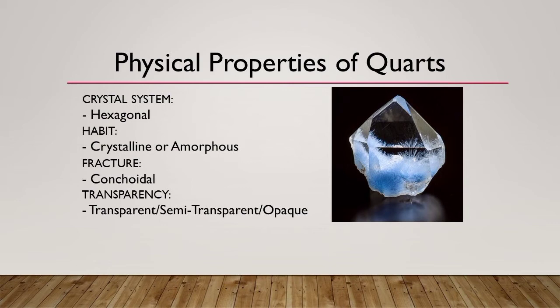Physical properties of quartz. Crystal system, so ito yung kanyang shape na hexagonal. Habit, crystalline or amorphous, which means kumikinang or yung meron siyang glass forming ability. Fracture, conchoidal. So, ibig sabihin ng fracture is kapag ito daw ay nabiyak or nasira, magkakaroon siya ng conchoidal shape or smooth rounded surface. Next, transparency. So, yung quartz daw ay pwedeng transparent, semi-transparent, at opaque. So, yung opaque daw is yung kabaliktaran ng transparent.